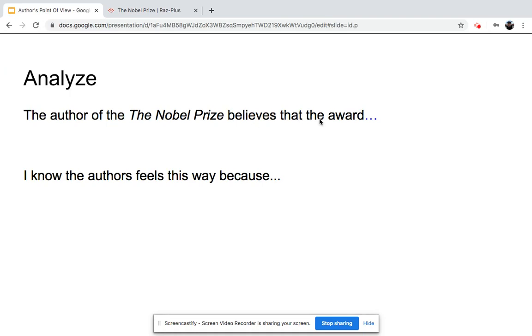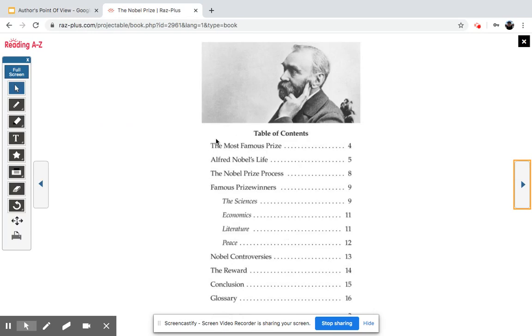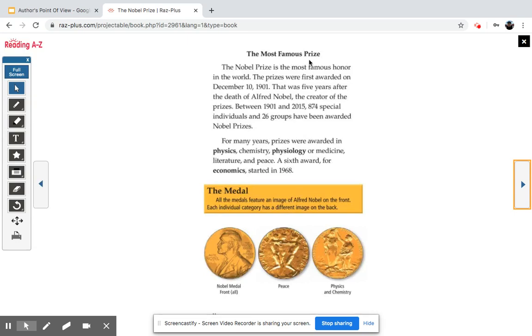So I want to figure out, how does Evan Russell feel about the Nobel Prize? Let's just read the first few pages. Here is the table of contents. His first chapter is called The Most Famous Prize. Already in my head, I'm noticing that he used the word famous. I'm already getting a sense of how Mr. Russell feels about the prize. The most famous prize. The Nobel Prize is the most famous honor in the world. Now he's even calling it an honor. That's another key detail that I'm just adding to my list of words.